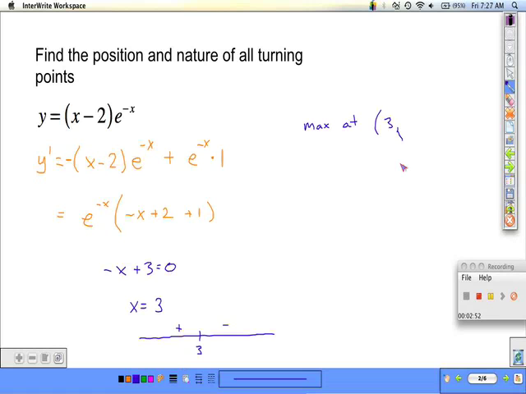We now have to figure out what y would be. So we're going to plug 3 back into this original function. So we have a maximum at this point.